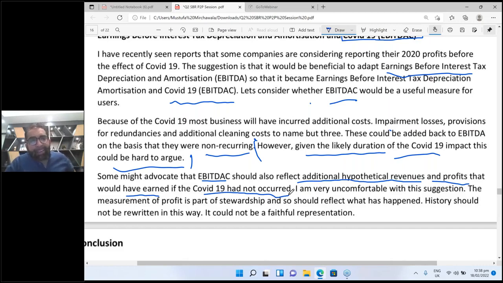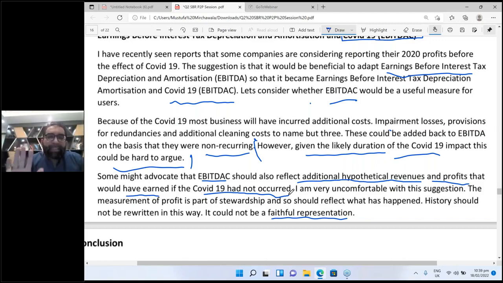There are some people who say that if there had been no COVID-19, we would have had more revenue. So let's book that imaginary revenue. I think that's not fair, because they are not real revenues. That's against faithful representation. Some people say that if there was no COVID-19, if there were no lockdown, we could have earned this much. Let's report those artificial imaginary earnings. No, no, no, don't do this.